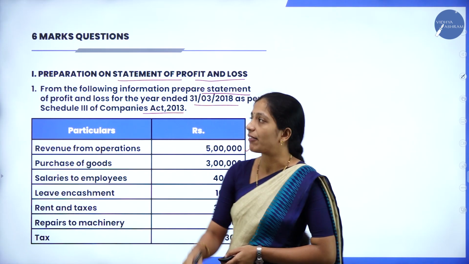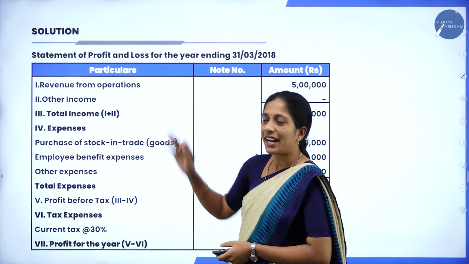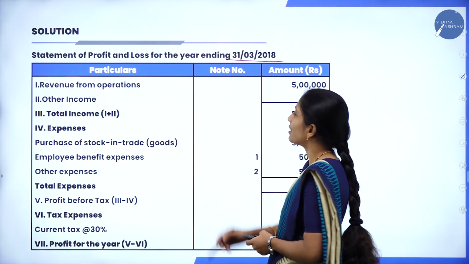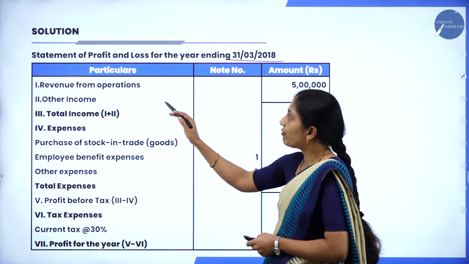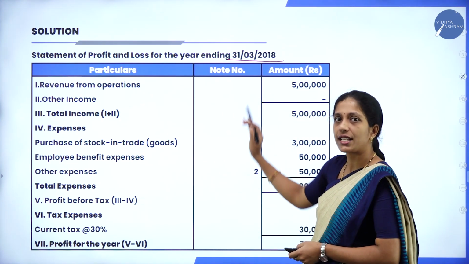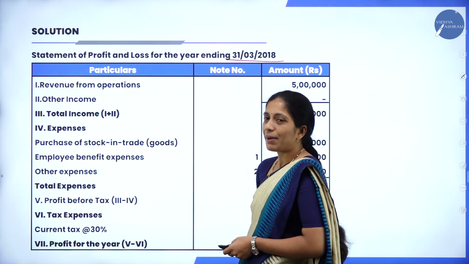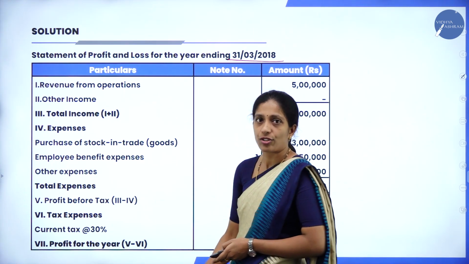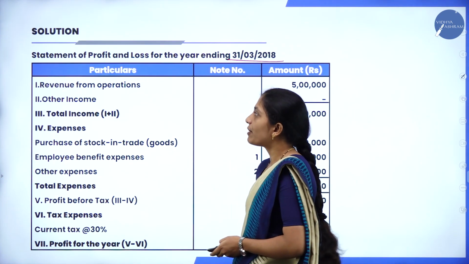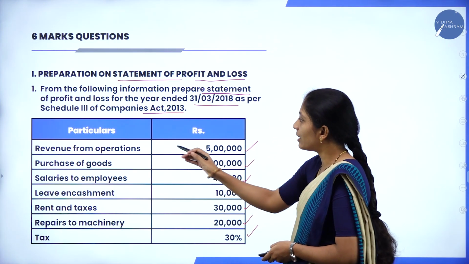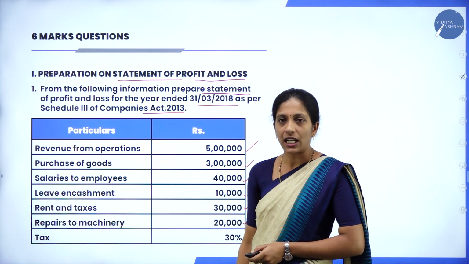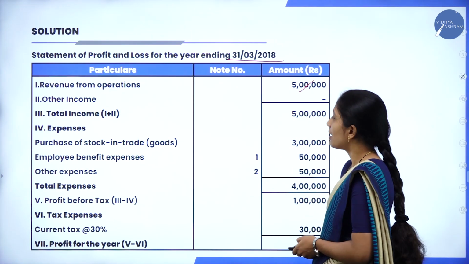So let us see how we have to solve. You will write the heading. So, this will be the solution. Statement of profit and loss for the year ending 31st March 2018. And the format is particulars, note number, amount. So these are the columns required. Now, coming to the first one, revenue from operations. It should be in the same format what I have told you. So the first is revenue from operations. So, whether they have given revenue from operations? Yes, they have directly given. So, no need to prepare the note. So, revenue from operation is 5 lakh.